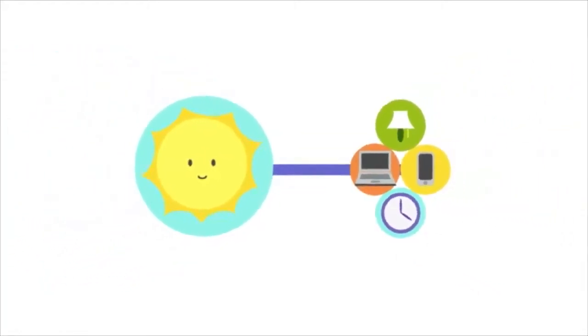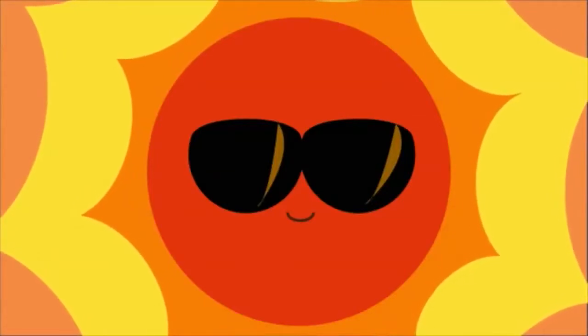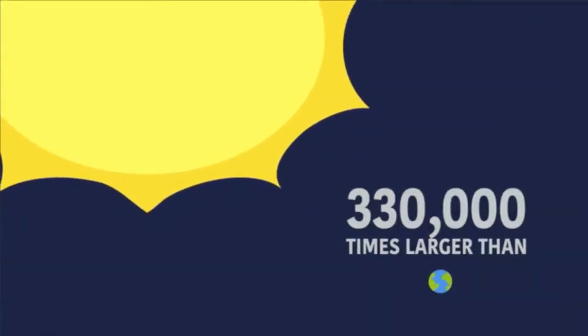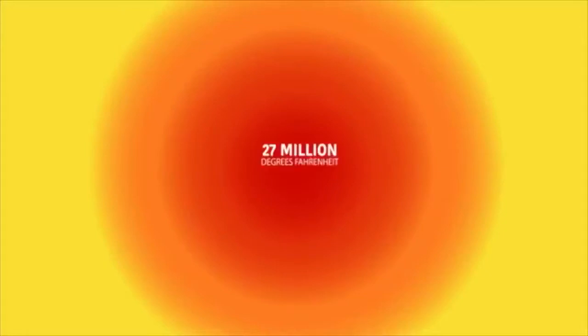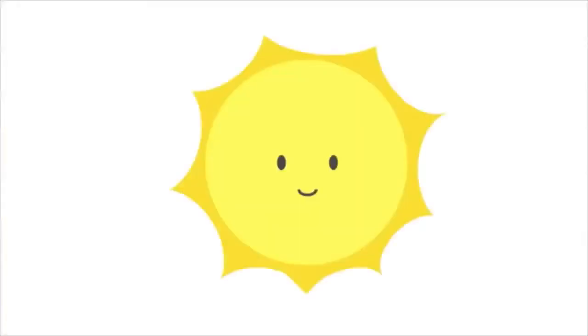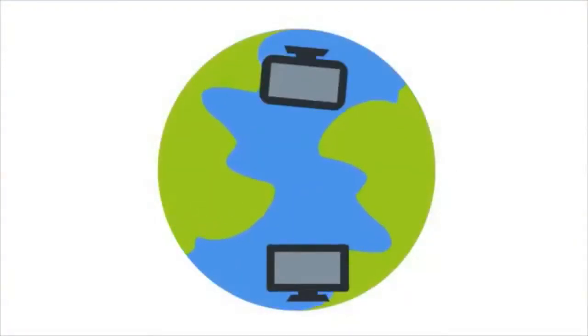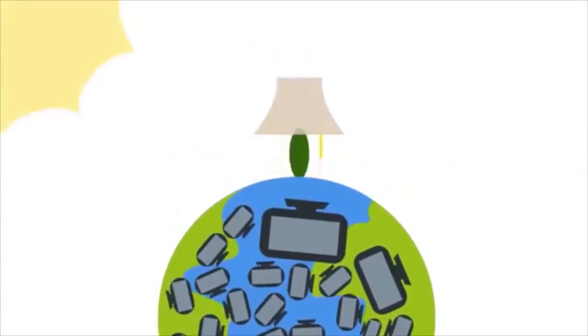Let's take a step back so we can understand the real power and potential of the sun. The sun is a massive, flaming sphere of gases, 330,000 times more massive than the Earth. At its core, the sun is 27 million degrees Fahrenheit, which is 60,000 times the temperature of your oven when you bake a pizza. The sun gives off lots of energy into space as heat and light, called solar energy. If we could capture all of the solar energy that reaches the Earth's surface, we could continuously run a 25-inch television on every square meter of the Earth and still have energy left over.